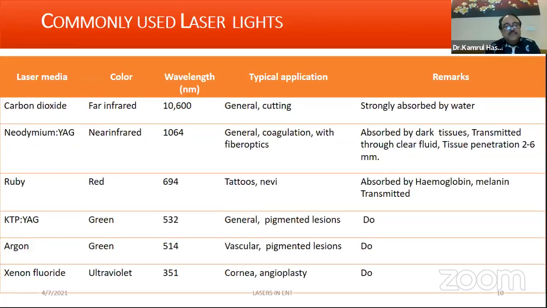It is invisible light, but it is superimposed by the HeNe, helium-neon laser, the red one. The ruby laser is red, the KTP is green, argon is green, xenon is ultraviolet, but carbon dioxide looks red, though actually that is not its color.